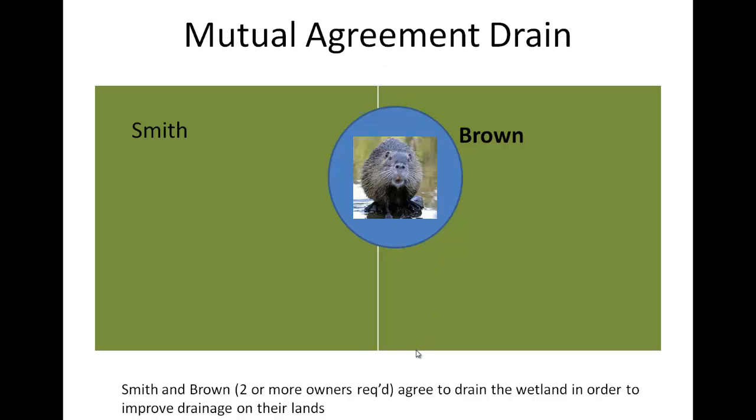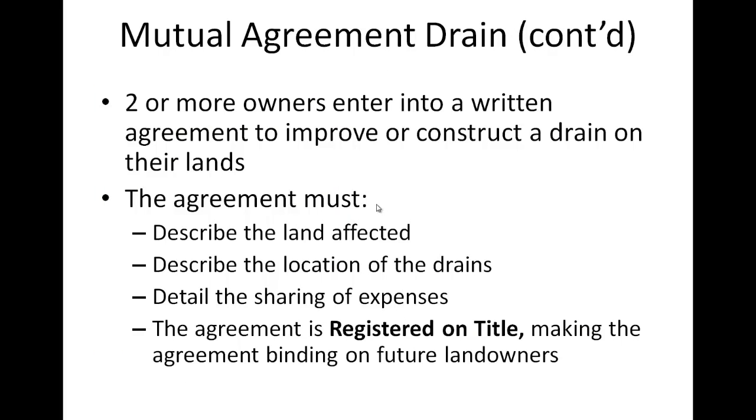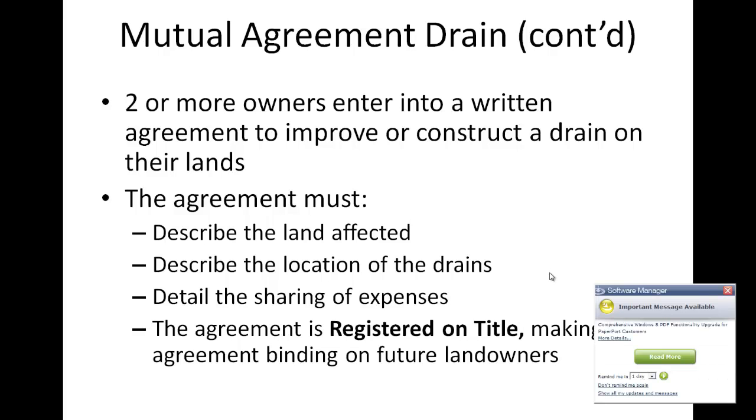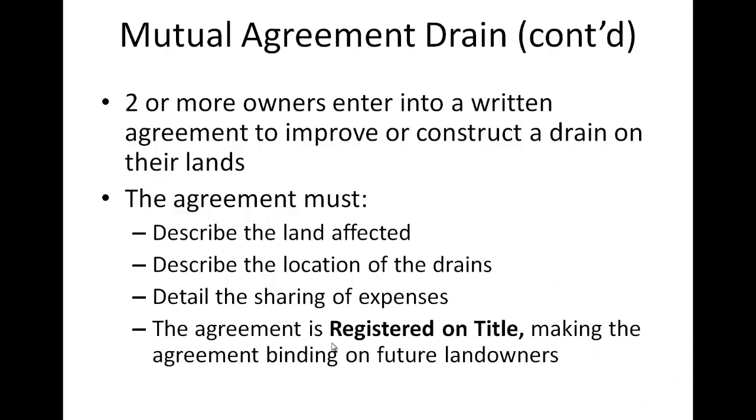So all that has to be done is to draw up an agreement, and in the agreement they have to describe the land that's affected in legal terms, describe where the drains are going to be, and detail how they're going to share the expenses. This agreement is then registered on title, which means it's attached to the deeds of all the properties involved. Now, the kicker is that this is binding on future landowners.